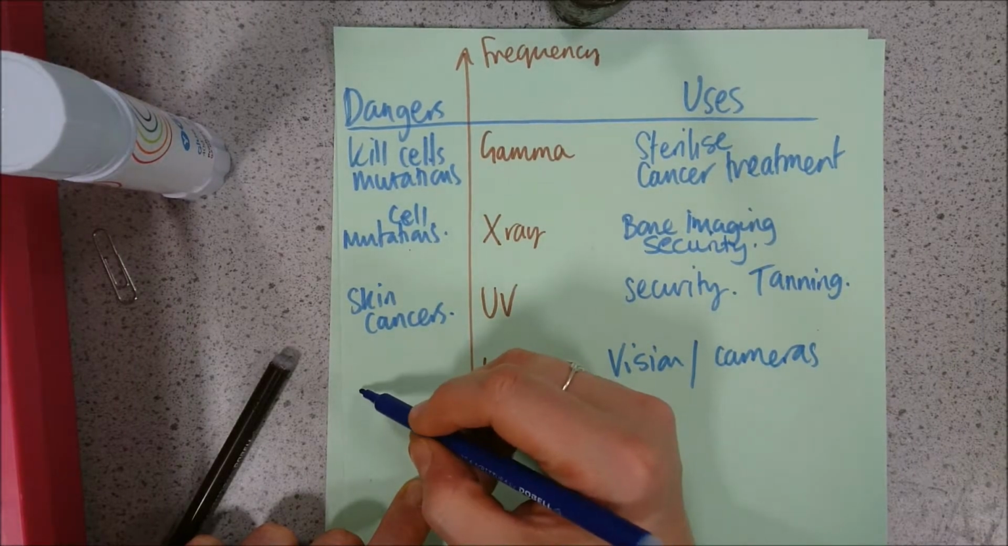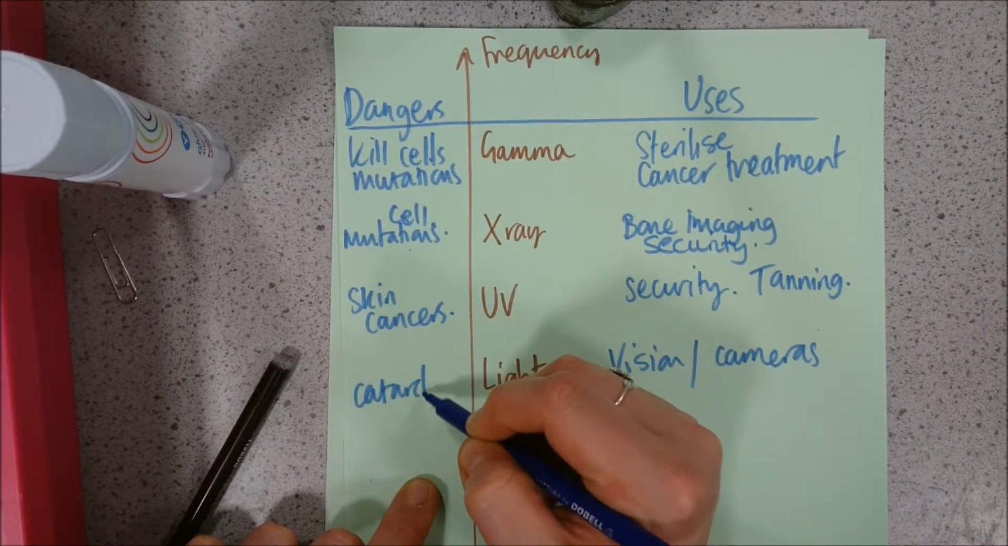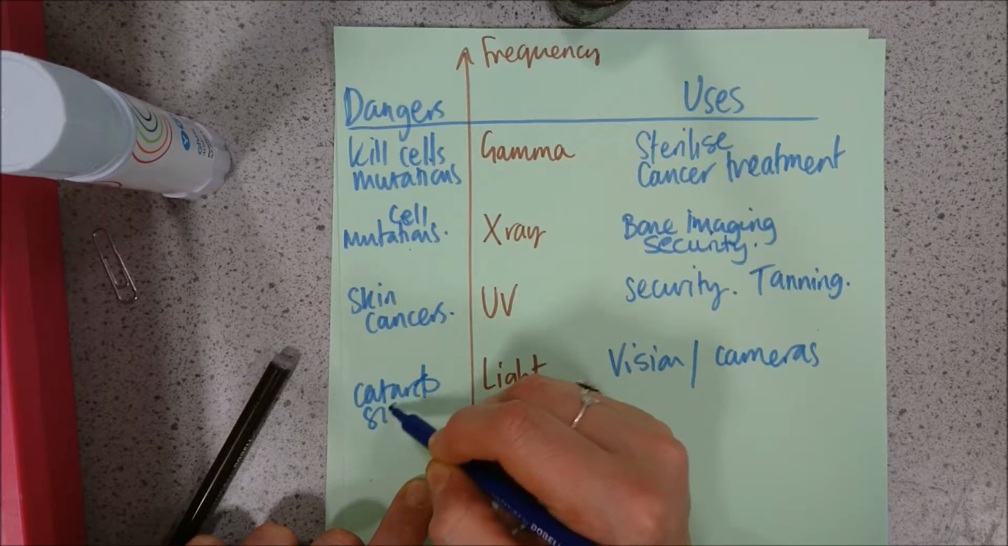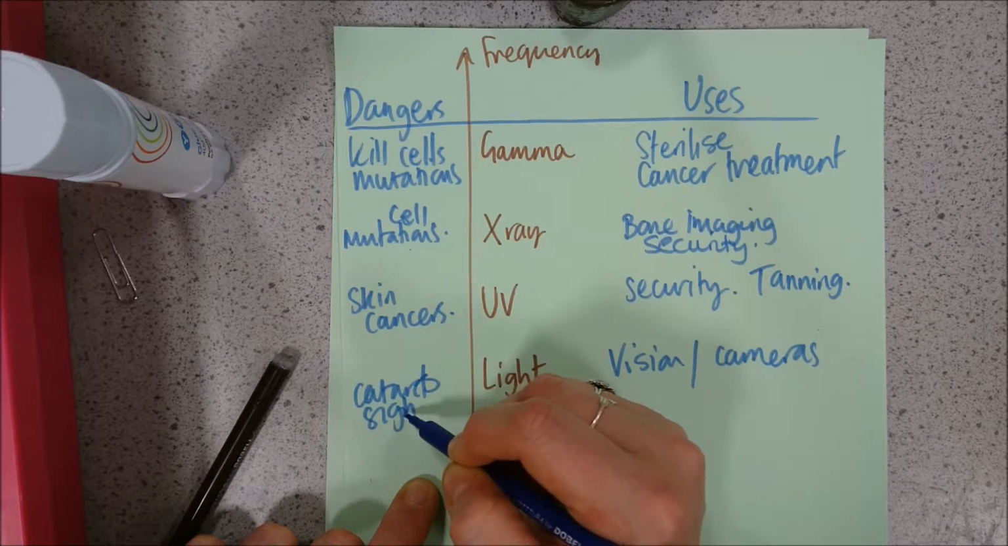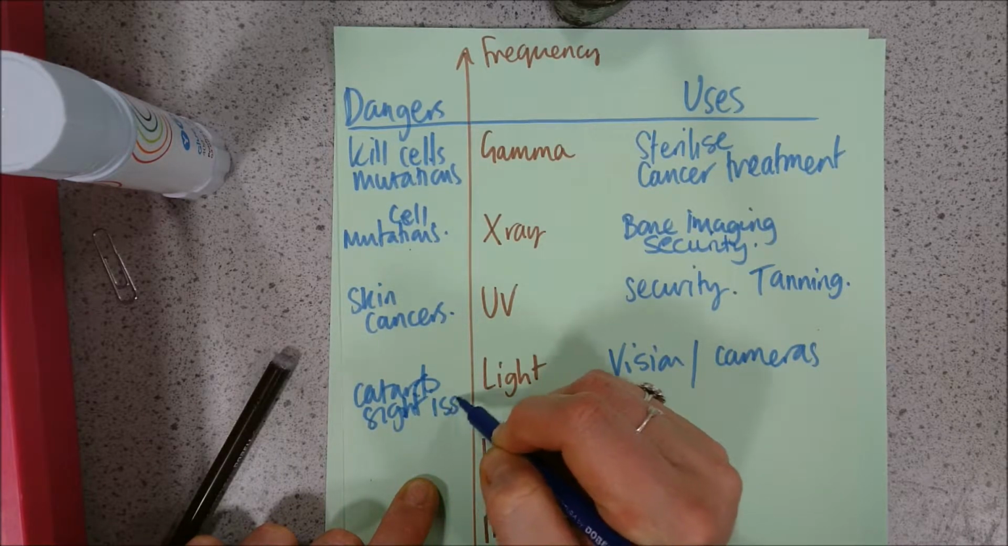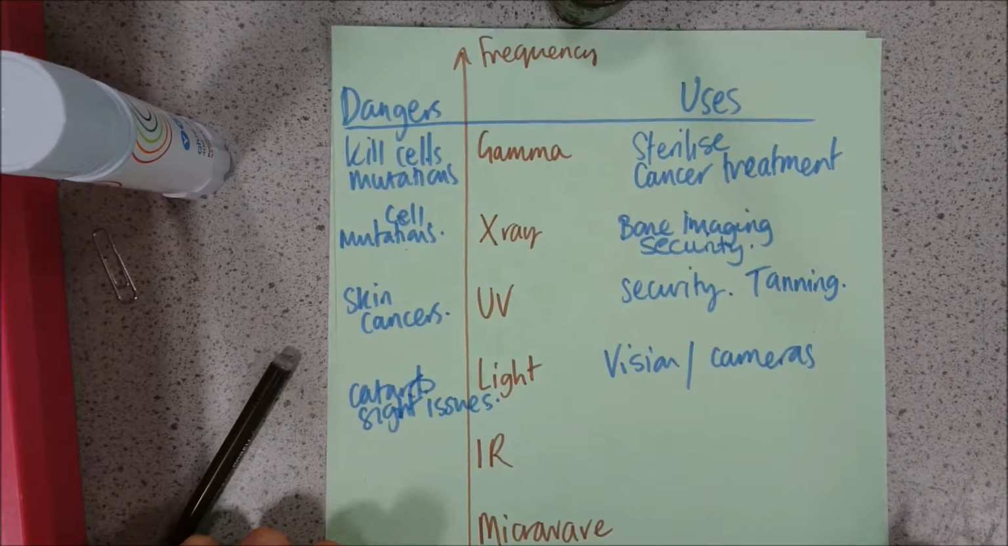Regular white light uses are for vision, cameras and photography, and some dangers is that we can cause cataracts, and also can have sight problems, sight issues if you shine bright lights into your eyes. You know that you can damage your retina.